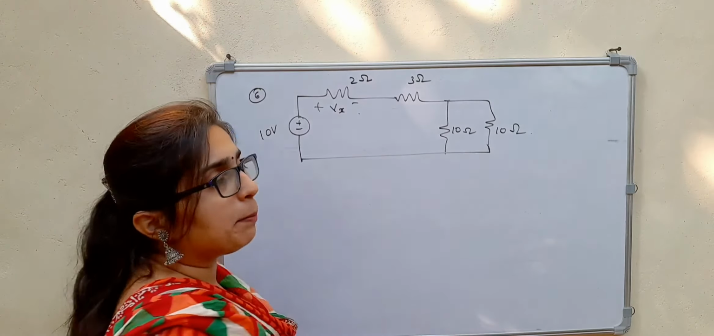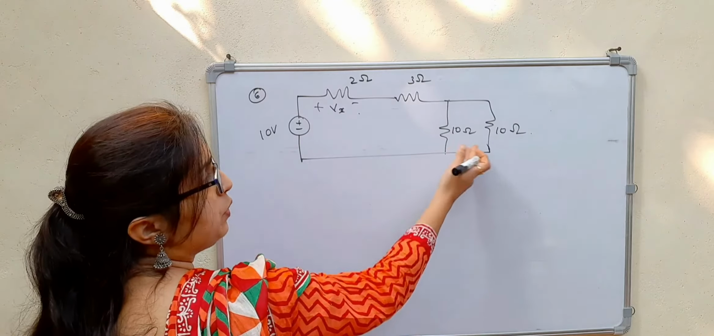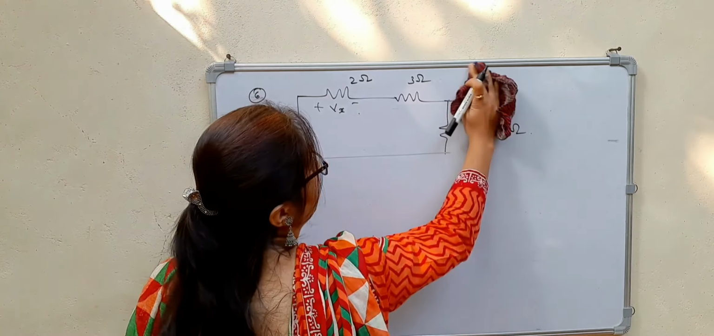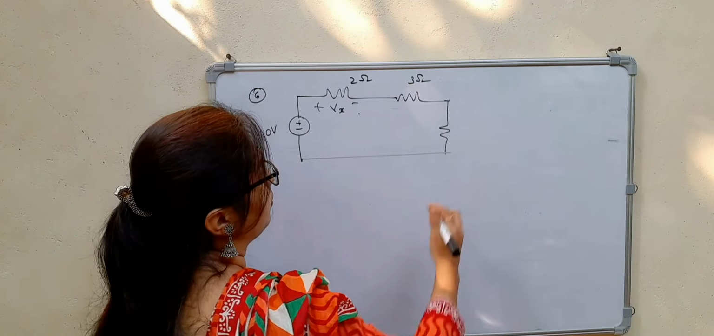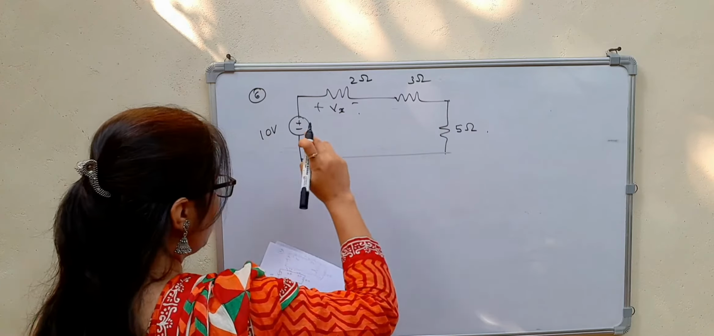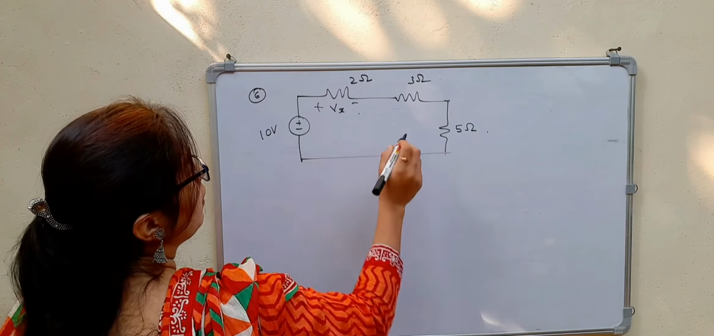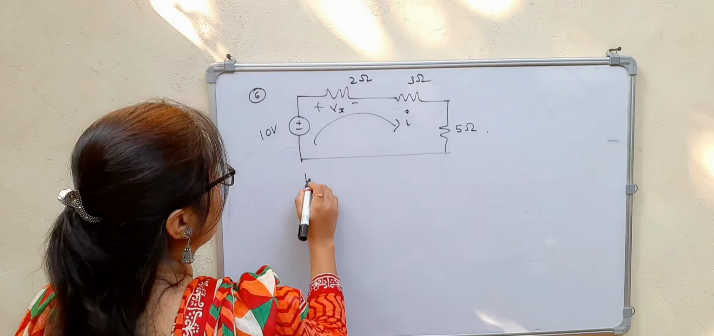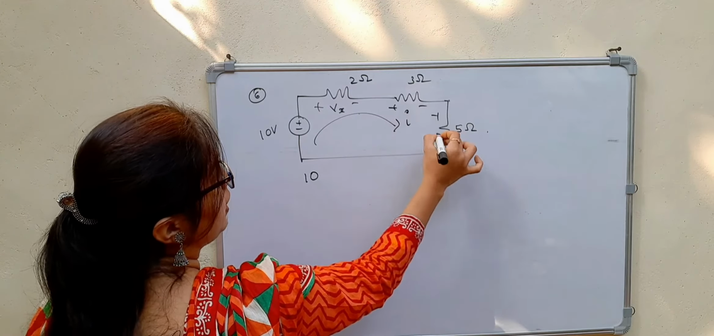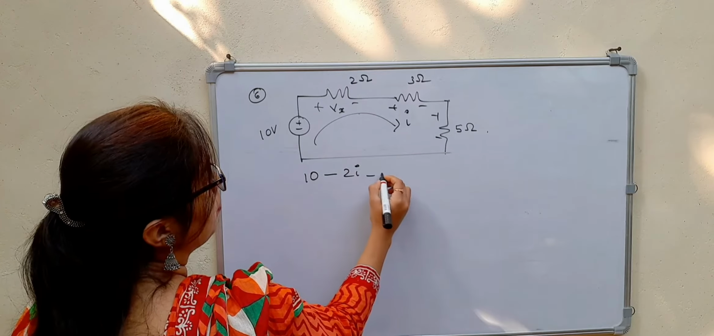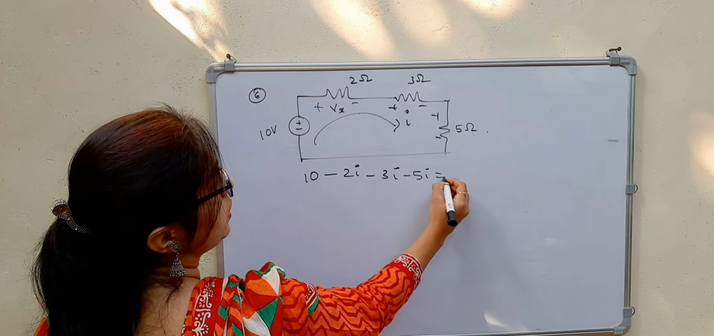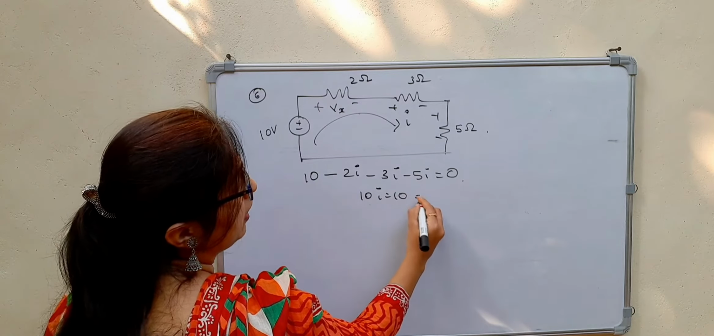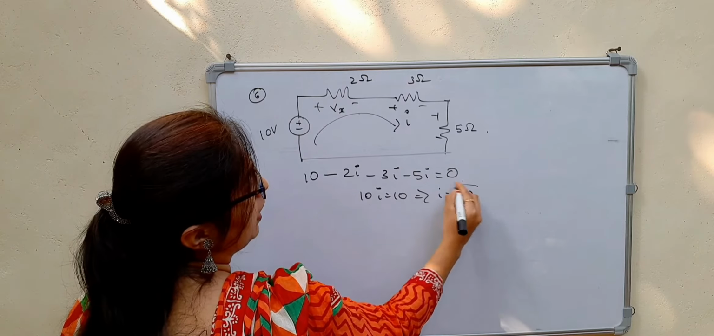So these two are in parallel combination. So we can reduce it. So equal resistors means 10 divided by 2. So this we can write it as 5 ohm. Okay. So this is 10 volts. Now what I will do is I will find out the value of current. So the voltage drops will be like this. So 10 minus 2I minus 3I minus 5I is equal to 0. 2 plus 3, 5 plus 5, that is 10I is equal to 10. That means I is equal to 1 ampere.